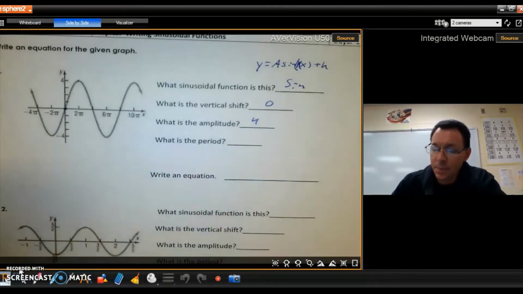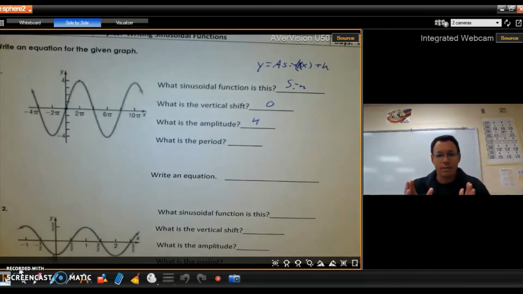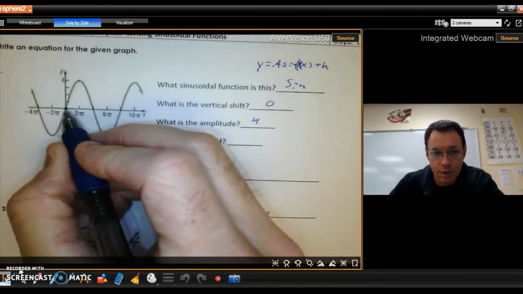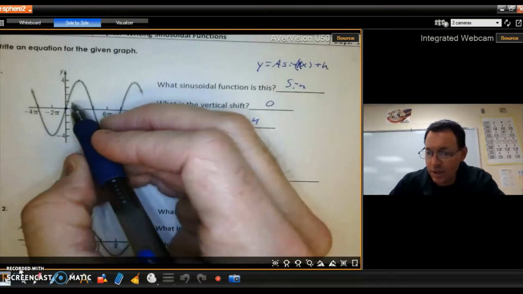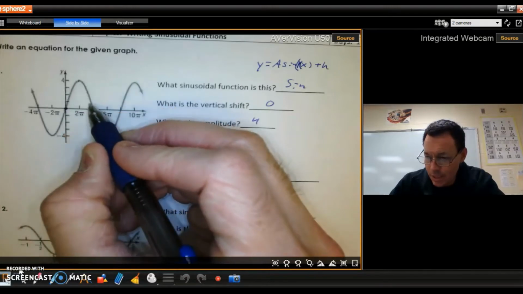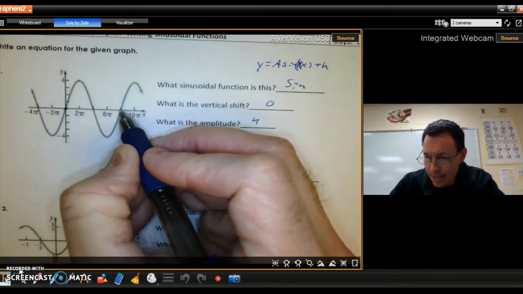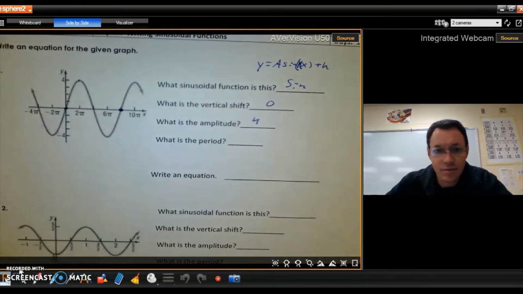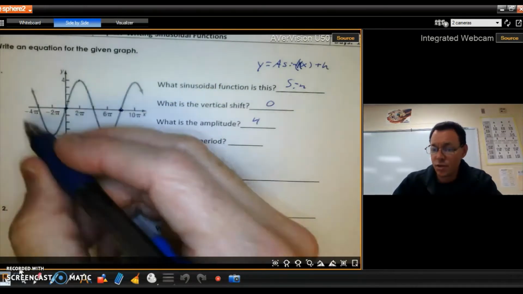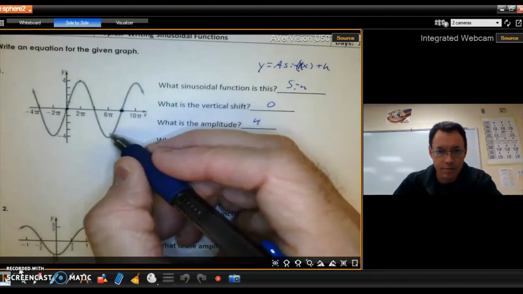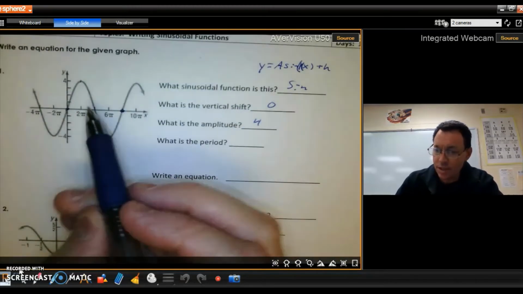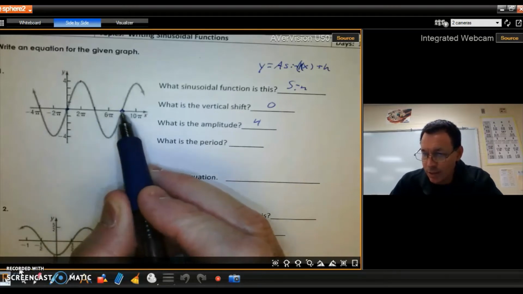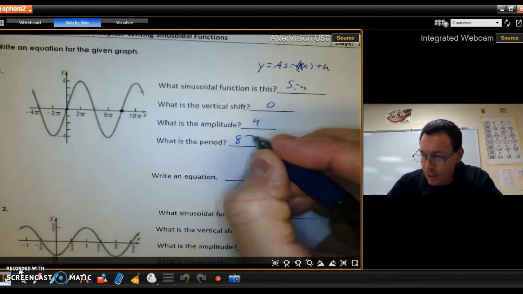So the period. Now, period is the width of a cycle. So if this is where my graph is starting, think of what a sine graph does. It goes up, it goes down, and then it comes back up to where you started. This is the end of the cycle, okay? They've drawn extra graph here. We don't need that. We just need to know where it starts and where it ends. This is 2 pi, this is 6 pi, this would be 8 pi. That is the period, 8 pi.